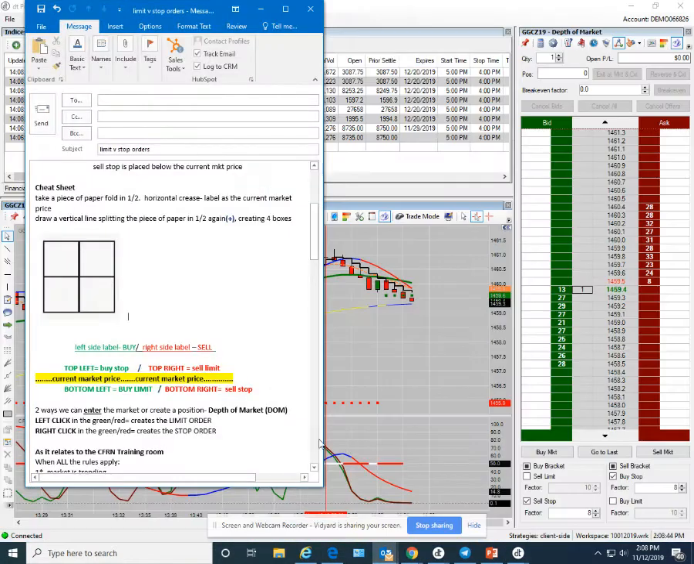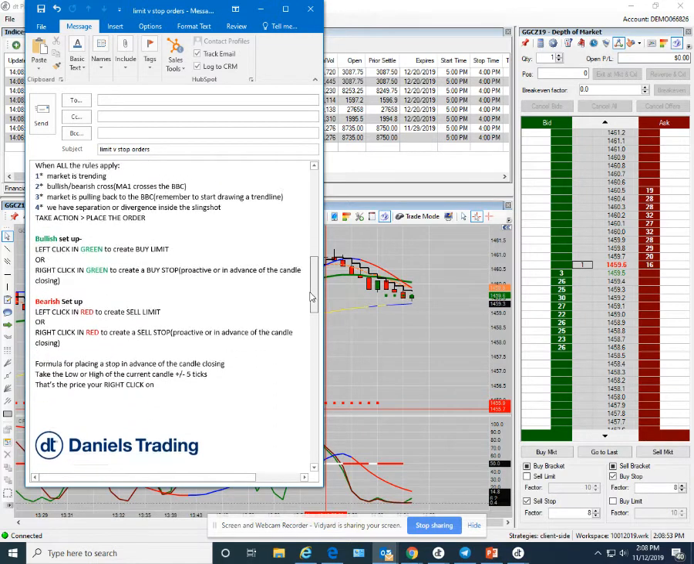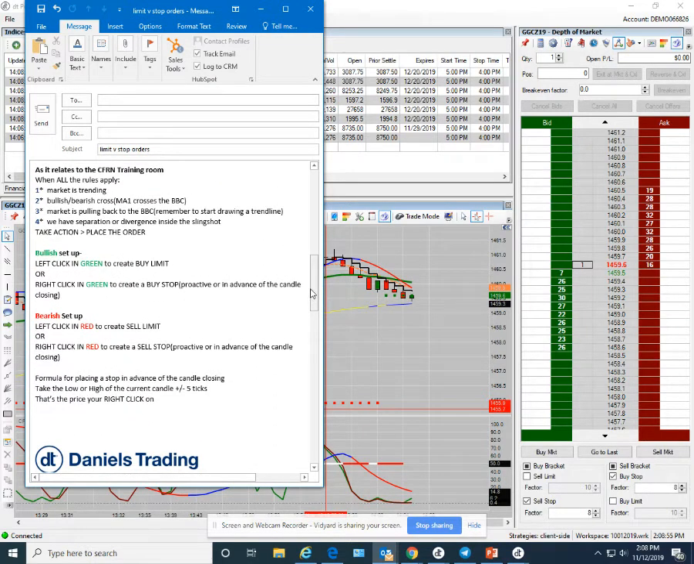So we went inside the DOM, we created some buy stops and buy limits, and we took both the buy and the sell side. So how does it relate to CFRN and the training room?